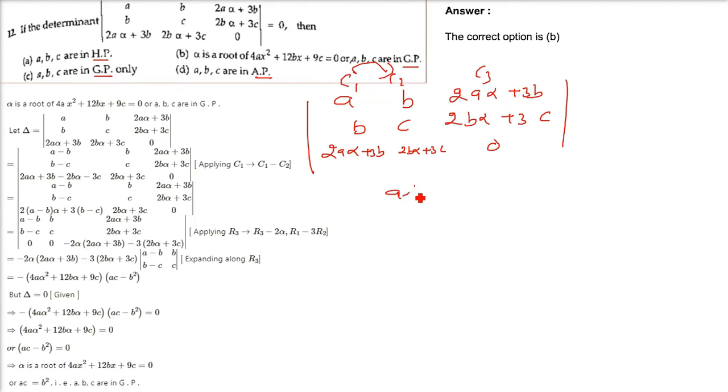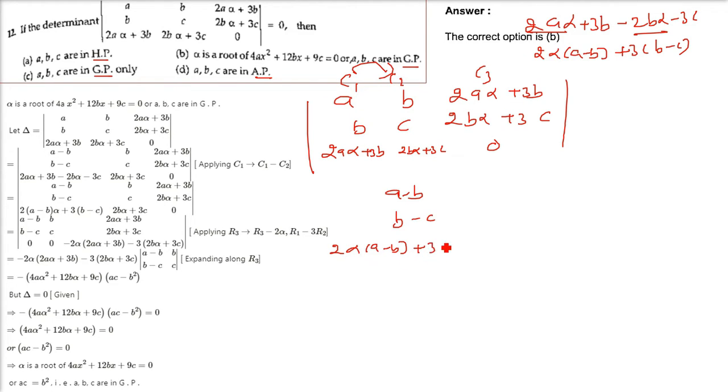You will just see A minus B, B minus C. When you subtract here, you get 2A alpha plus 3B minus 2B alpha minus 3C. So 2A alpha minus 2B alpha, you take 2 alpha common, A minus B, plus 3 you take common, B minus C. So you have A minus B also and B minus C also, and 2 alpha times A minus B plus 3 times B minus C. And what is remaining? B, C, 2B alpha plus 3C. And here you get 2A alpha plus 3B and 2B alpha plus 3C and 0.